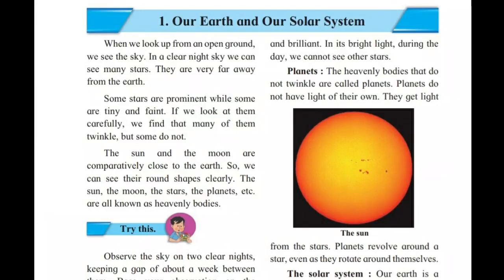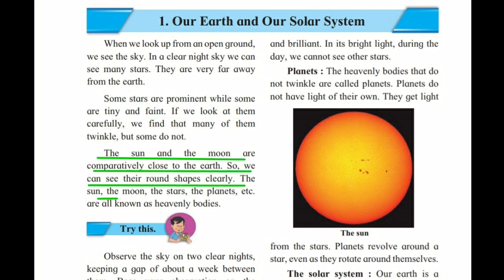Lesson number 1, our Earth and our solar system. When we look up from an open ground, we see the sky. In a clear night sky, we can see many stars. They are very far away from the Earth. Some stars are prominent while some are tiny and faint. If we look at them carefully, we find that many of them twinkle but some do not.